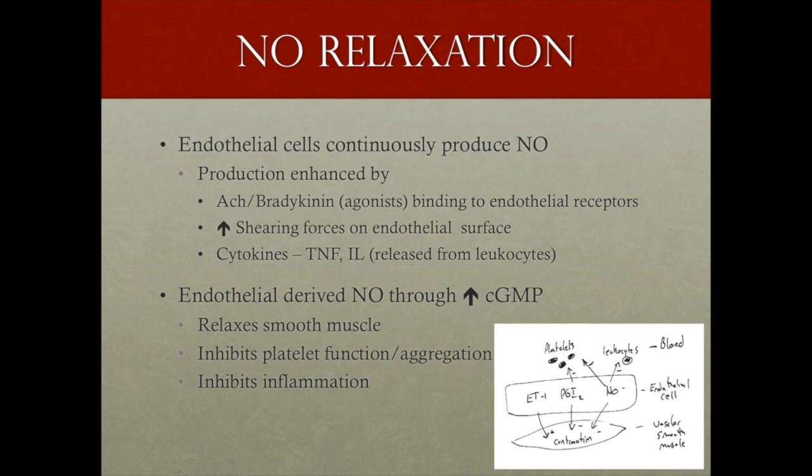Endothelial cells continuously produce nitric oxide. Production is enhanced by acetylcholine and bradykinin, which are agonists binding to endothelial receptors, increased shearing forces on the endothelial surface, and cytokines such as tumor necrosis factor or interleukins, which are released from leukocytes. Endothelial-derived nitric oxide works through increased activation of cyclic GMP. This relaxes smooth muscle, and it also inhibits platelet function and aggregation, and it inhibits inflammation.